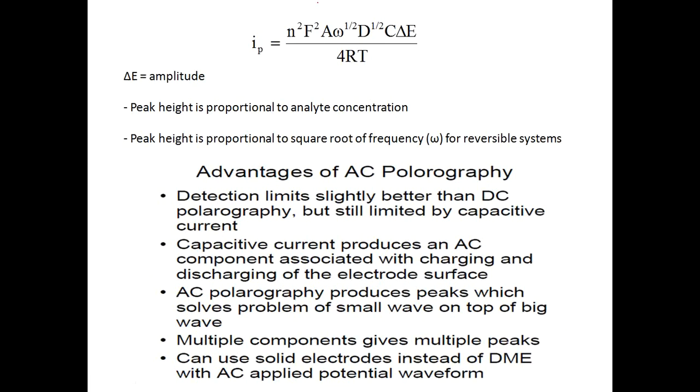This is the current equation for AC polarography, where the peak current is given as n squared F squared A omega to the power half D to the power half C delta E, where omega to the power half is the square root of the frequency taken for the AC component, and delta E is the amplitude of the AC voltage that has been applied. So here, as we already said, the peak height, that is IP, is proportional to the analyte concentration.